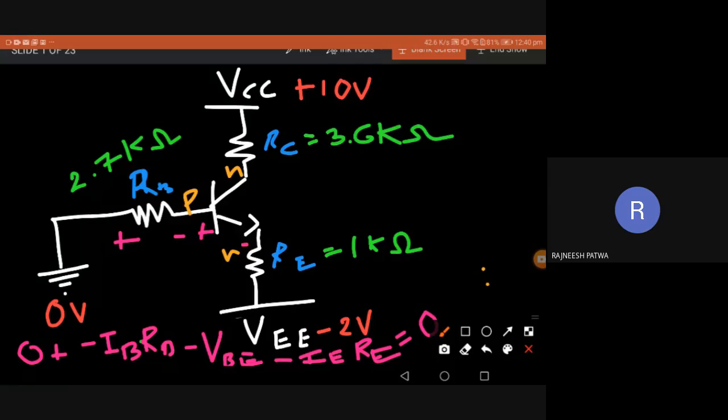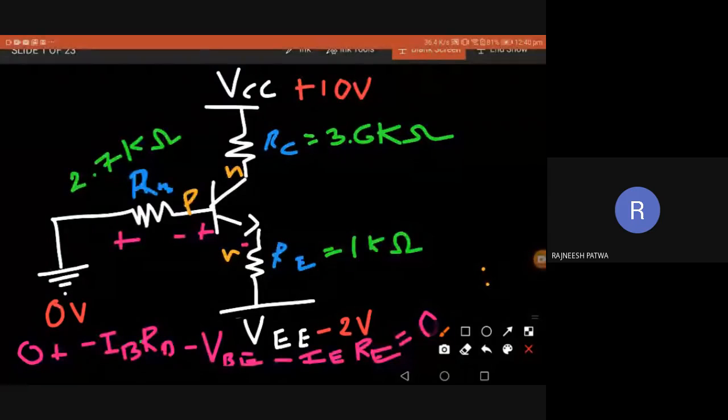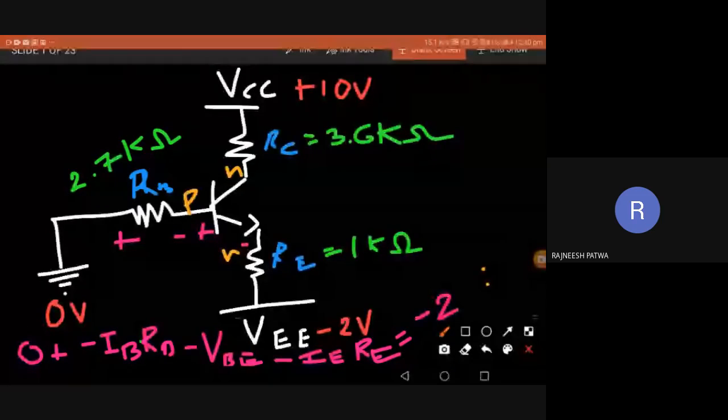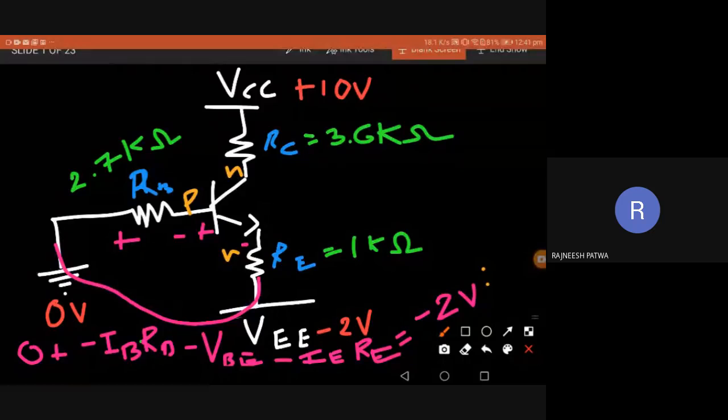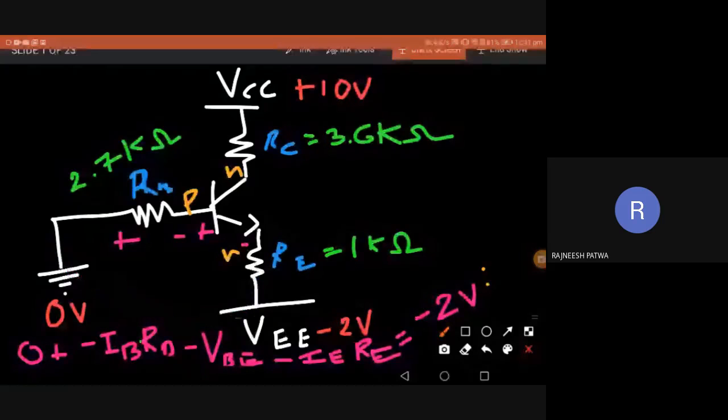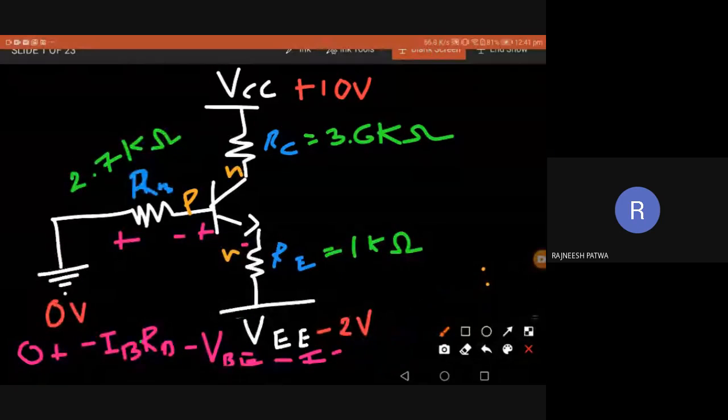I'm writing Kirchhoff law in the base part. There's a voltage source 0. Okay, there is not equal to 0, it is equal to -2 volt, right? Because VEE is -2. So what I'm doing, I'm trying to write the Kirchhoff law in the input loop. This is the input loop. You can see there are two voltage sources, one is 0, one is -2. I'm starting with 0 volt. Okay, let's write once again. I think we missed something.